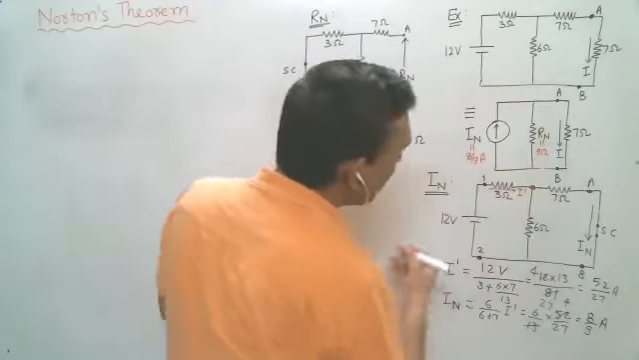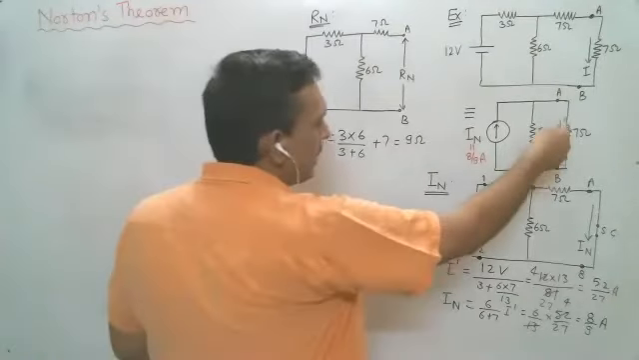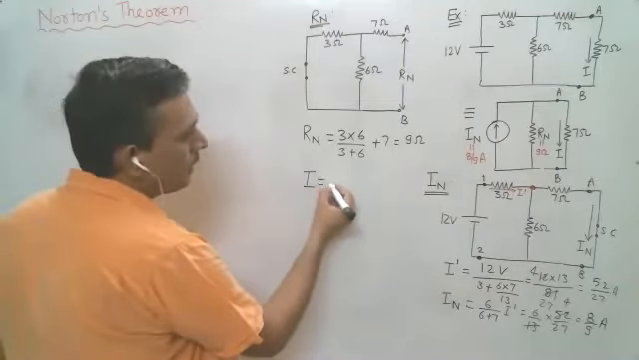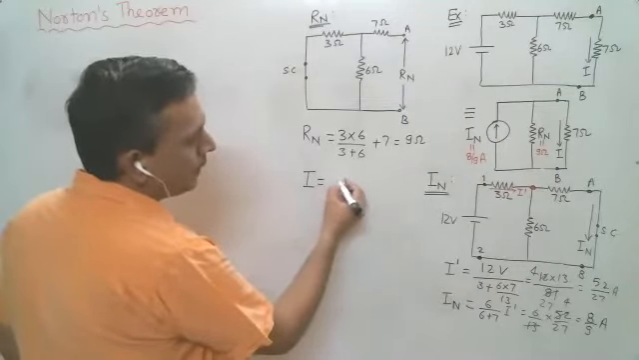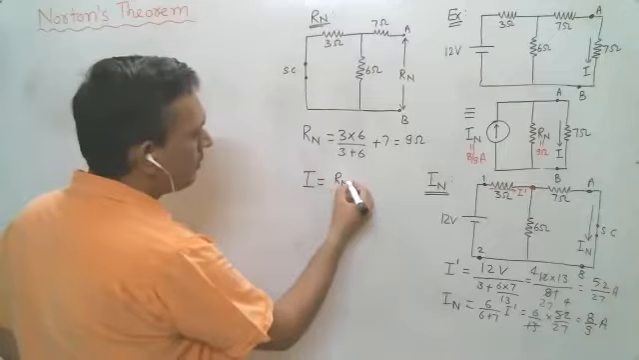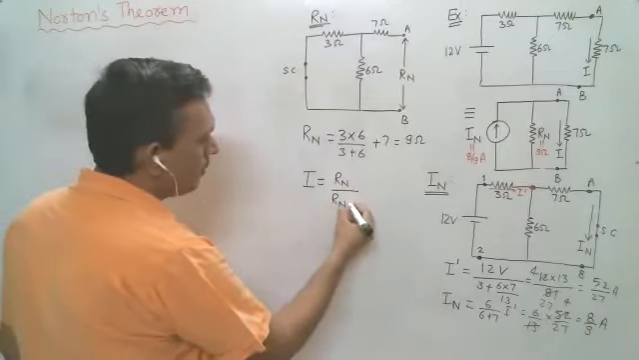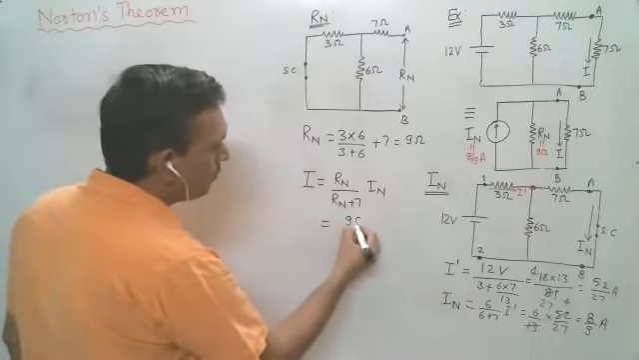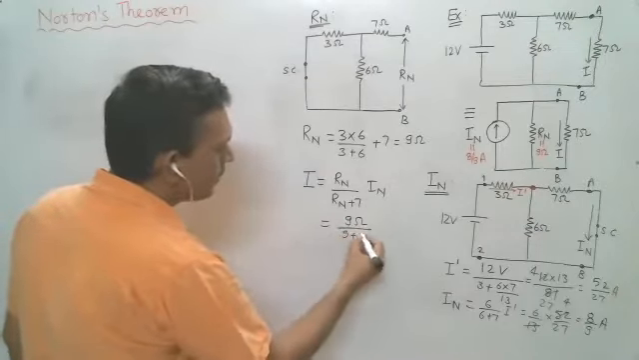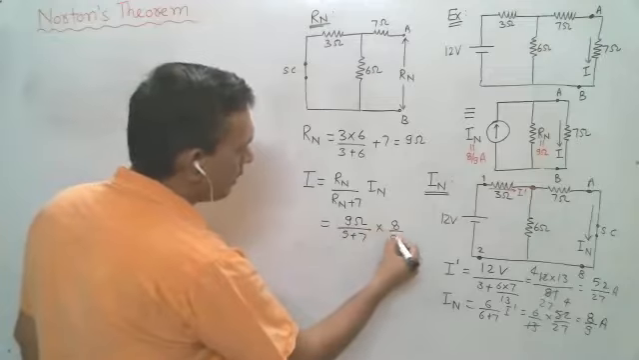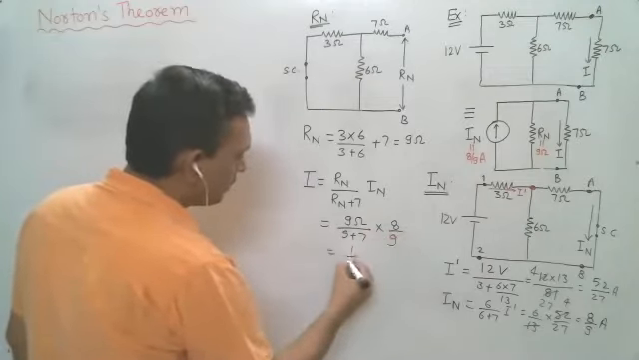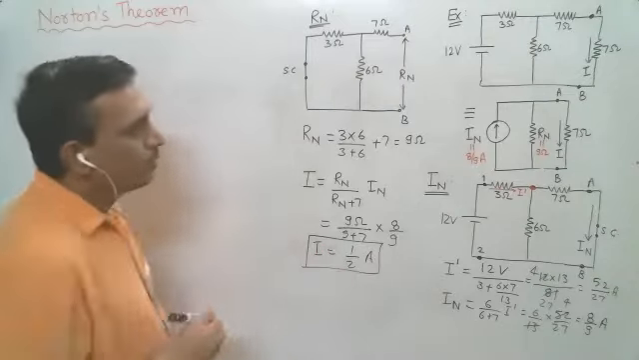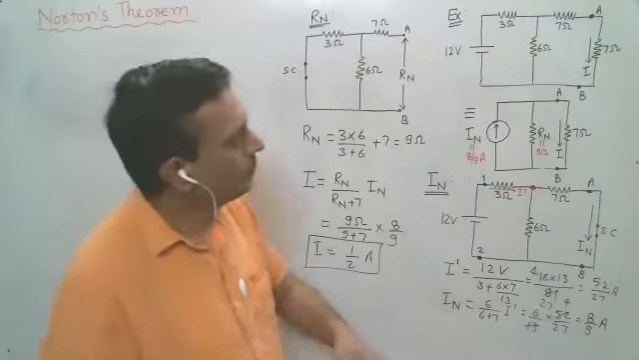Now you know IN and Rn. So apply current division, you will get current I. Current I will be Rn by Rn plus 7 into IN. So Rn is 9 ohm, 9 by 9 plus 7 into 8 by 9. That is half ampere. So current I is half ampere.